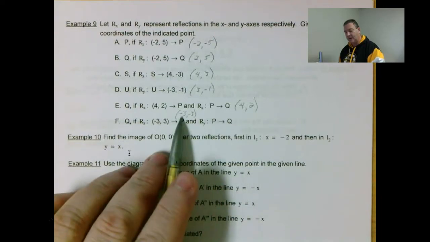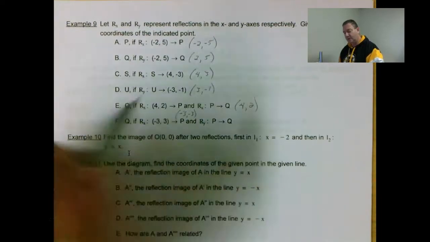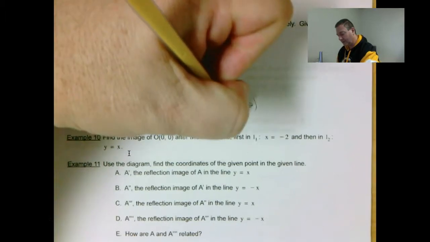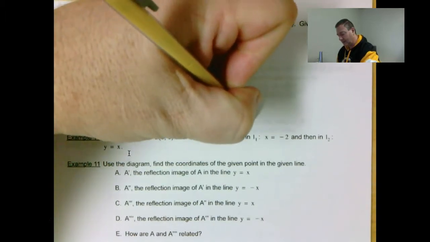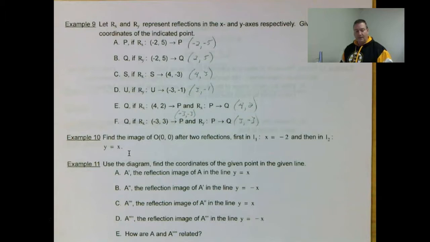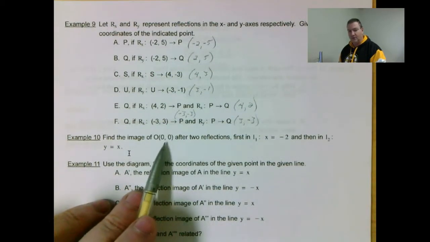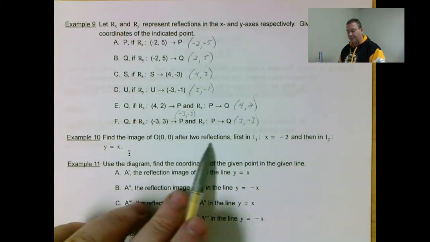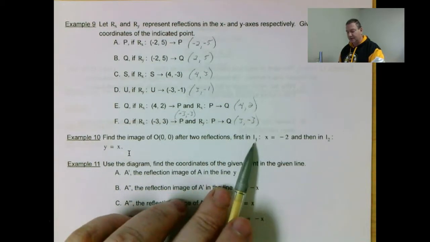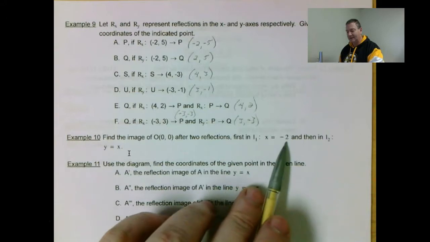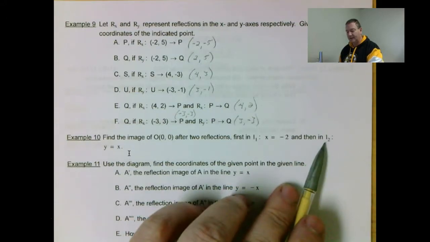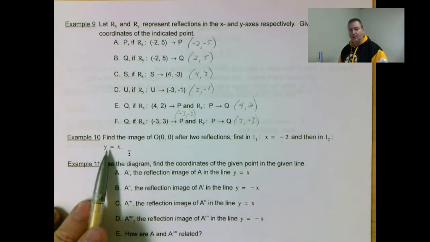So P, the x-coordinate is going to change. P going to Q, we end up with 3, negative 3. Okay, example 10. Find the image of point O, which is the origin, 0, 0, after two reflections. First in line 1, which is x equals negative 2, and then in line 2, the line y equals x.